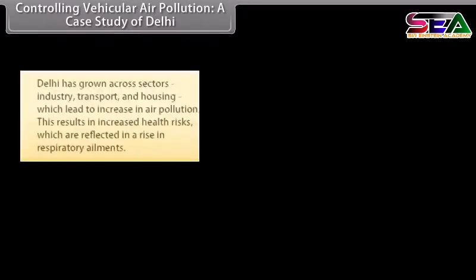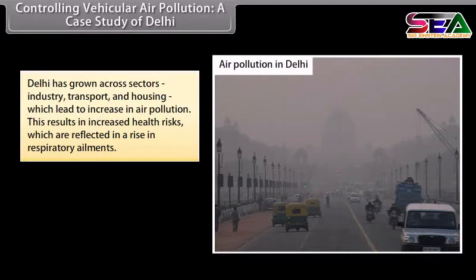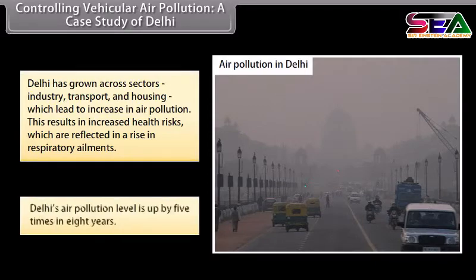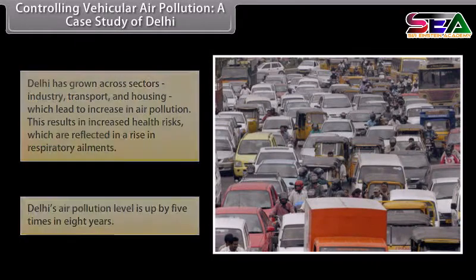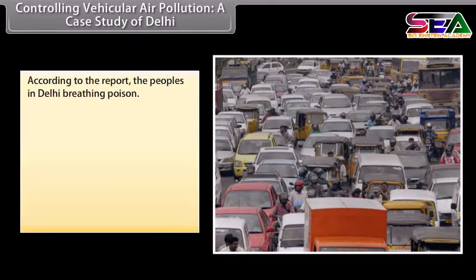Controlling vehicular air pollution, a case study of Delhi. Delhi has grown across sectors, industry, transport and housing, which leads to an increase in air pollution. This results in increased health risks, which are reflected in a rise in respiratory ailments. Delhi's air pollution level is up by 5 times in 8 years. According to the report, the people in Delhi are breathing poison.